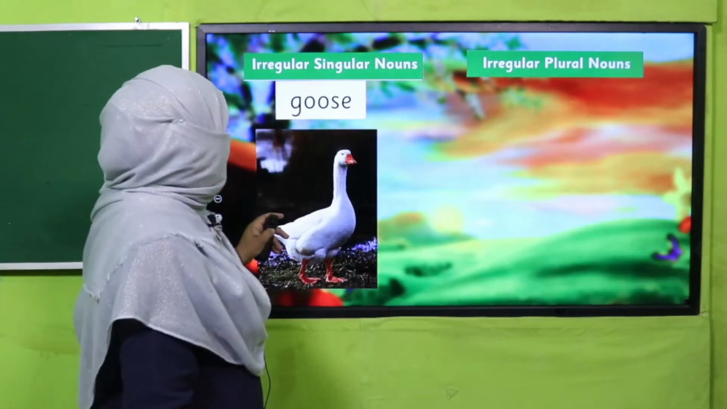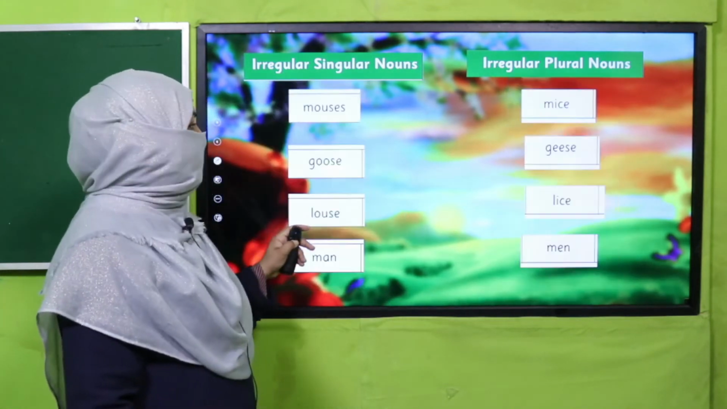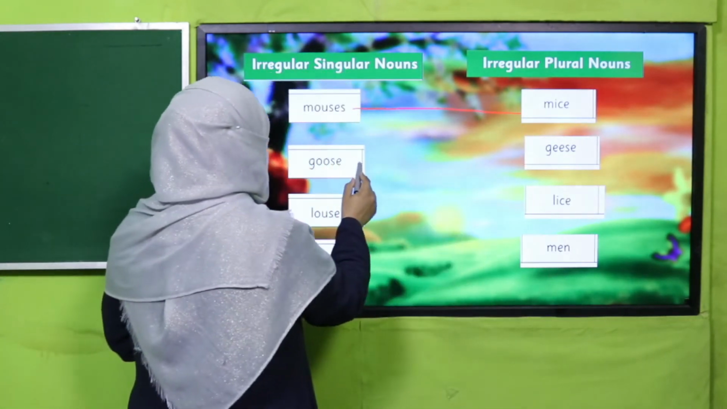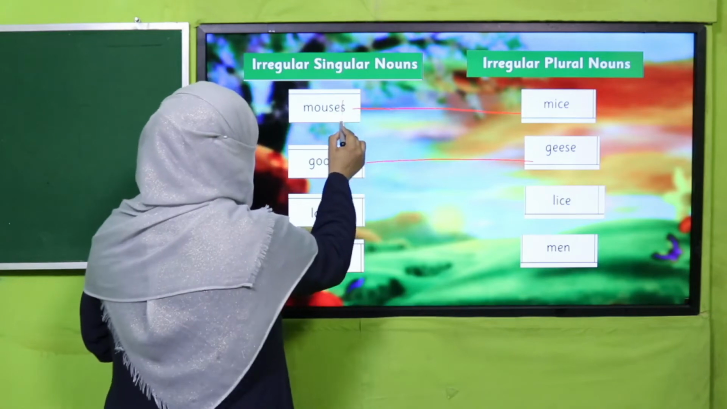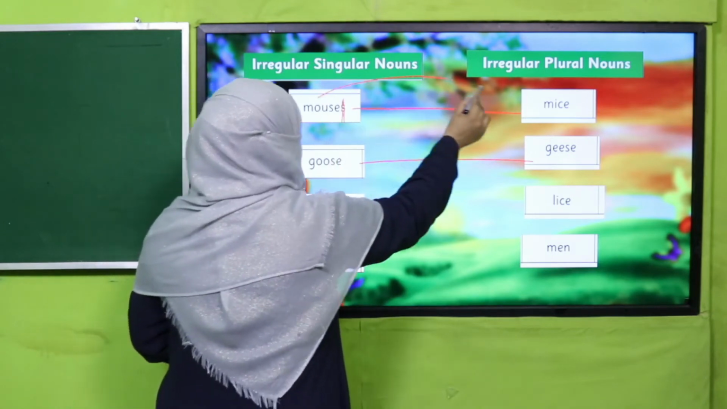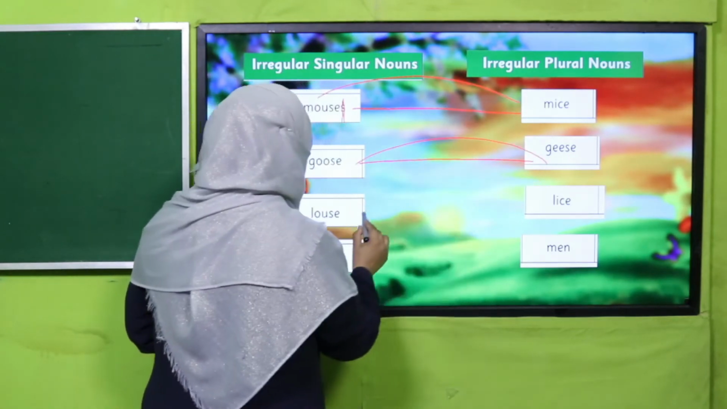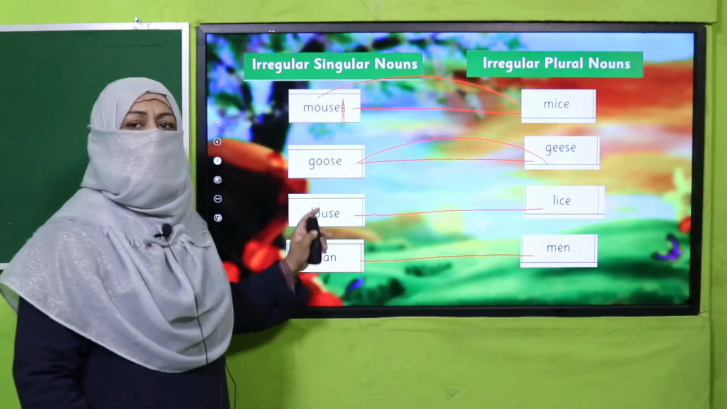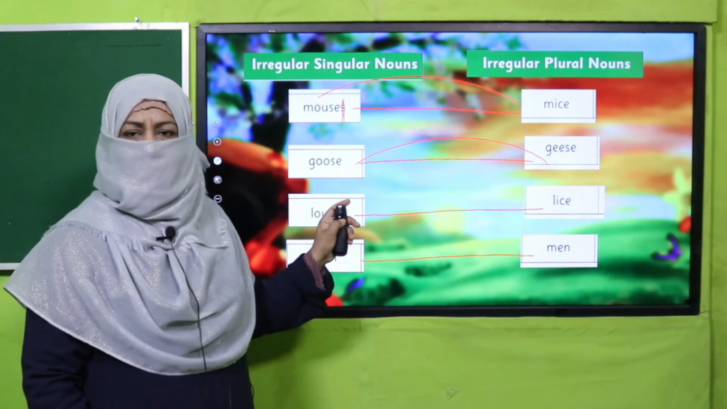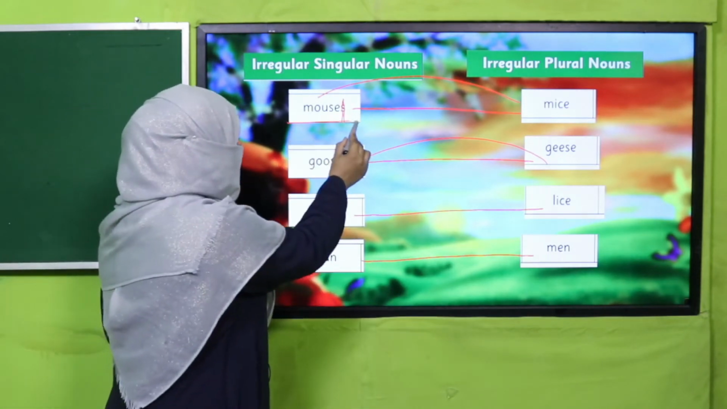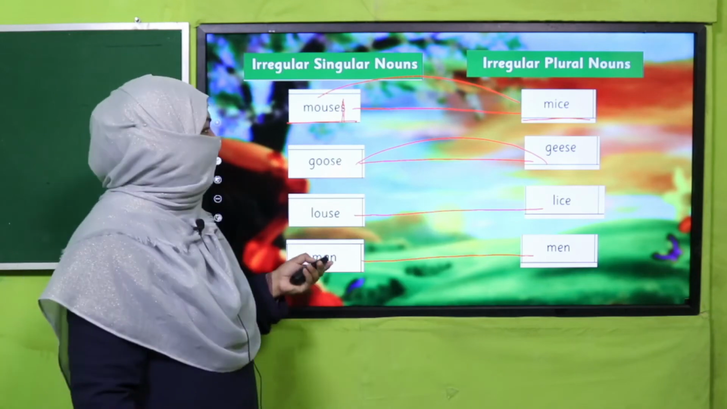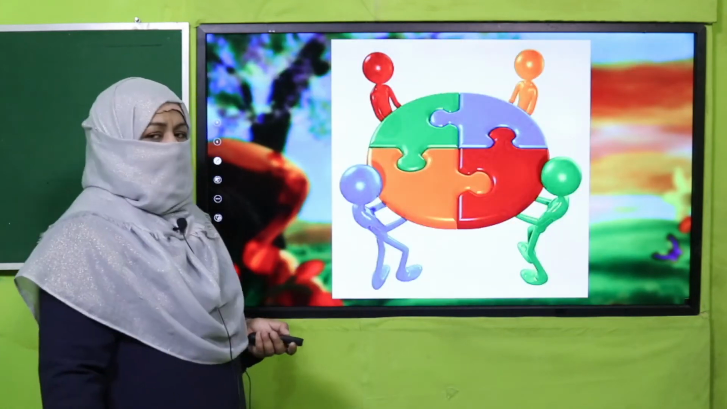Okay. The next is goose, geese. Mouse, mice, goose, geese, louse, lice, man, men. Okay, so all these are examples of irregular nouns because you can see the singular spellings are different from plural. So we have to learn them. All right. Are you clear?